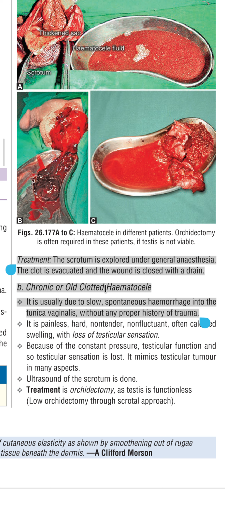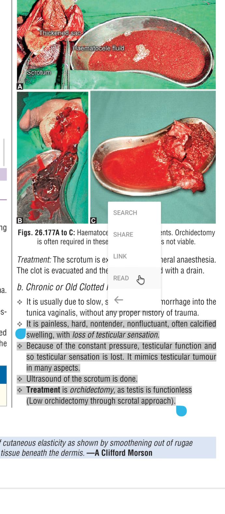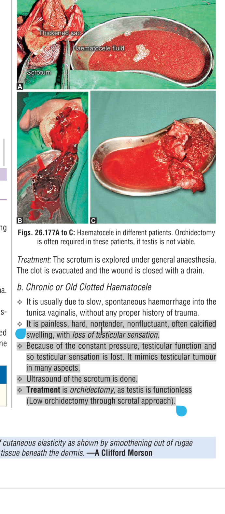B. Chronic or old clotted hematocele. It is usually due to slow, spontaneous hemorrhage into the tunica vaginalis, without any proper history of trauma. It is painless, hard, non-tender, non-fluctuant, often calcified swelling, with loss of testicular sensation. Because of the constant pressure, testicular function and so testicular sensation is lost. It mimics testicular tumor in many aspects. Ultrasound of the scrotum is done. Treatment is orchidectomy, as testis is functionless, low orchidectomy through scrotal approach.